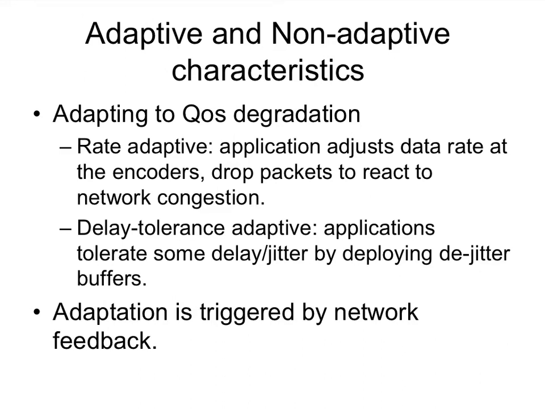Another way of controlling the variation in delay, as we discussed before, is the de-jitter buffer. For de-jitter buffer, we introduce an initial delay, but with the hope of having some controlled delay variation between the packets after that. Okay.